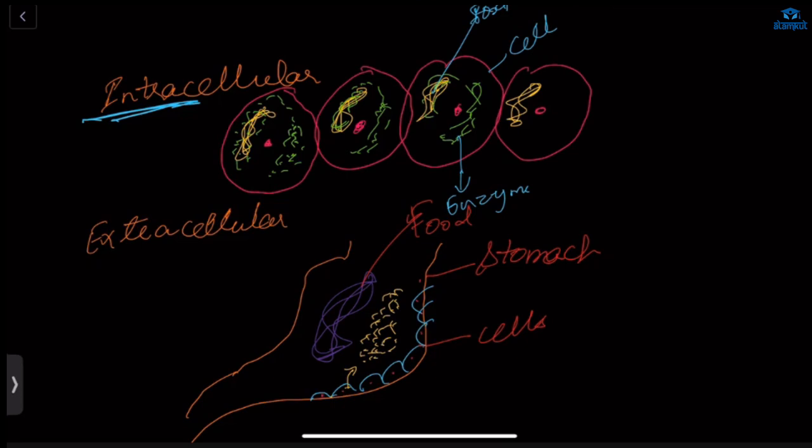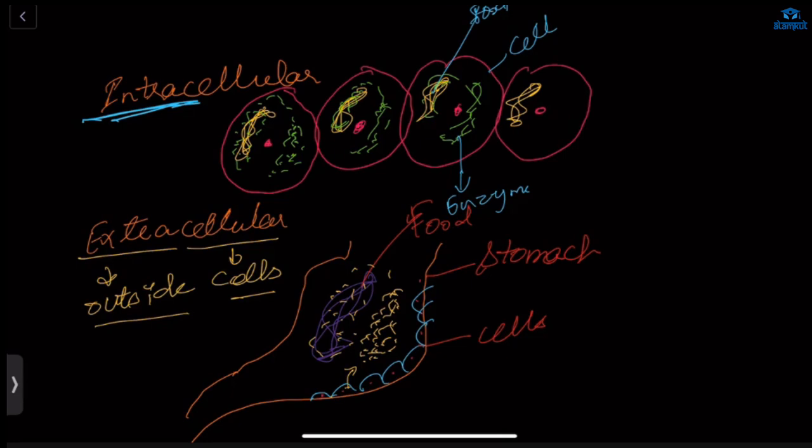Theek, ab jab ye enzyme release ho gaye hain outside the cell, then they will act on this food particle, or is food particle pe act karke iska absorption and nutrient jo hai wo they will digest and absorb. Okay, so ye cell ke bahar ho raha hai, that is why it is extracellular. Cellular means cell, extra means outside. Ye enzyme release ka process aur food digestion ka process cell ke bahar ho raha hai, that is why they are extracellular. Aur yahan pe kya ho raha hai, intra means inside and cellular means cell again.